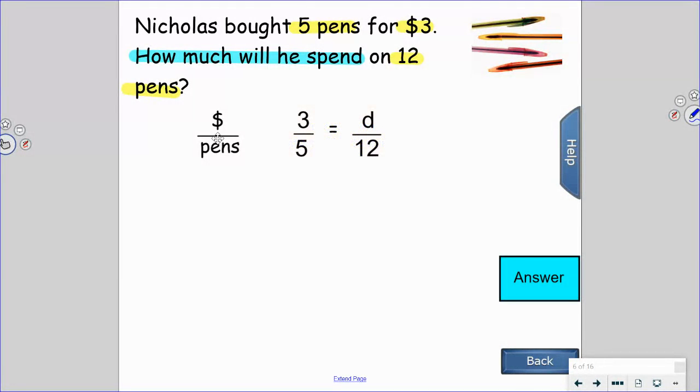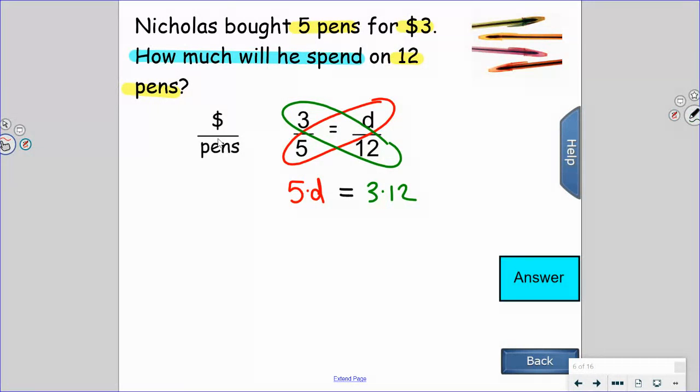Then we're going to use the problem, and if you'll forgive me, I'm going to put a little disappearing ink here. I usually put the dollars to pens, so that you can see why the numbers go where they do. There's a relationship of $3 to 5 pens. There's a relationship of some missing amount, we'll call D, to 12 pens. Now we can use our cross products to write a relationship: 5 times D is equal to 3 times 12. So there's no simplifying 5 times D. That's an unknown number, but 3 times 12 is 36.